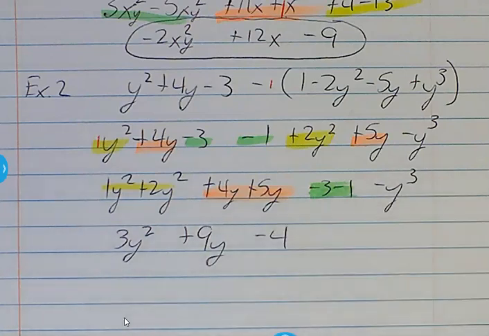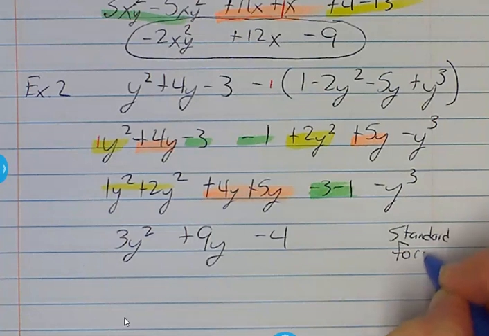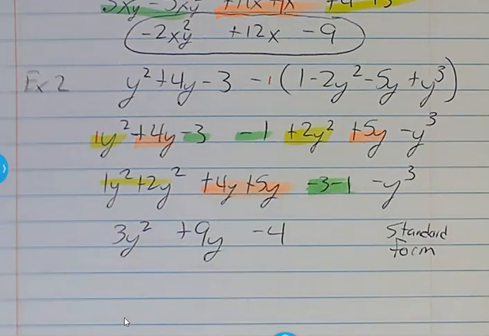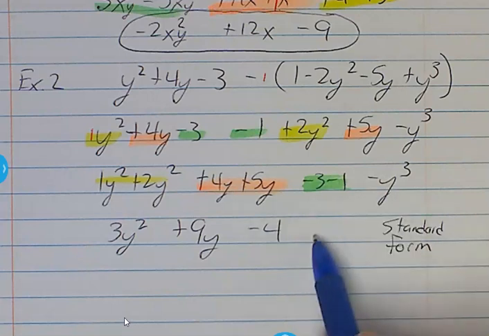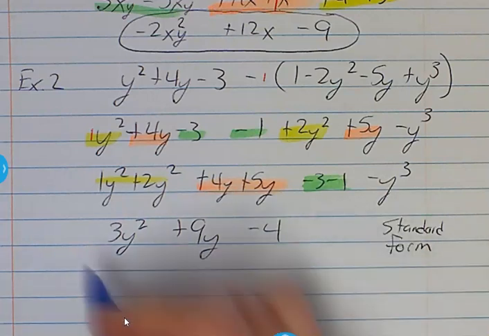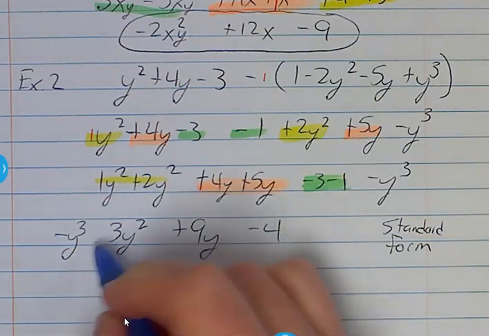Now, and probably most of these, they're going to ask you to write the answer in standard form. So if they ask you to write the answer in standard form like we were doing the other day with these, that negative y to the third would actually need to be first. So instead of putting it at the end down here, we're going to put it there. And this was a +3, so we put a plus there.